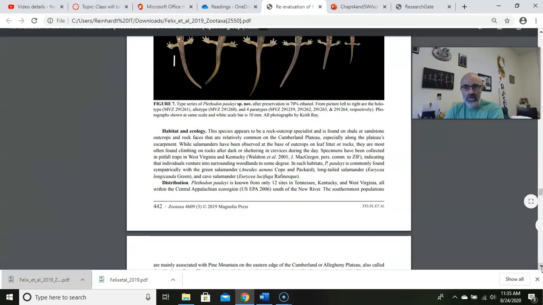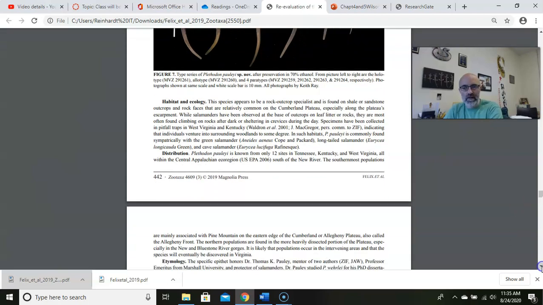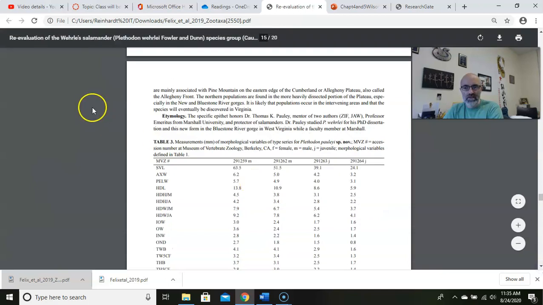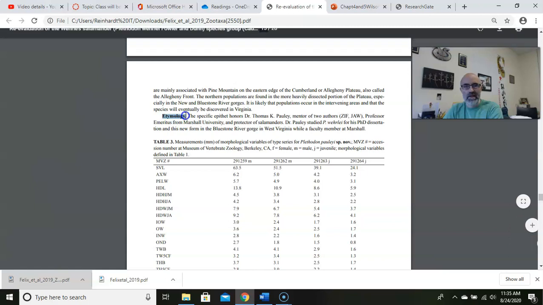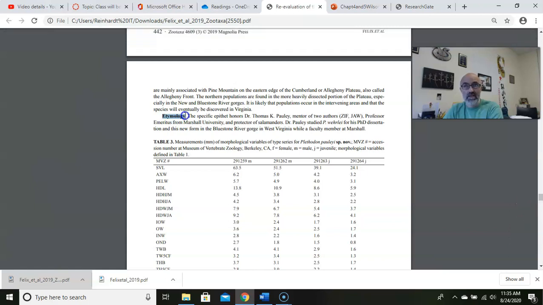Description of type of habitats they use, where they're found. Etymology is a study of words, and so this describes where the name comes from. So this pollyi is named in honor of my mentor from my time spent at Marshall University, Dr. Tom Polley, and this just lets people know where the name came from and honors him.